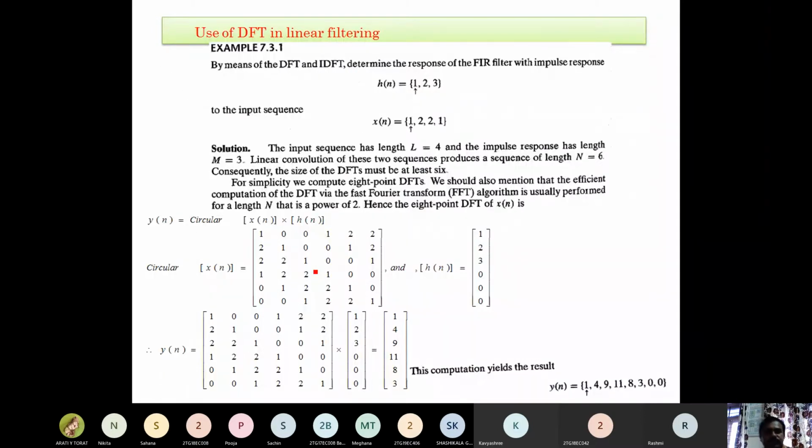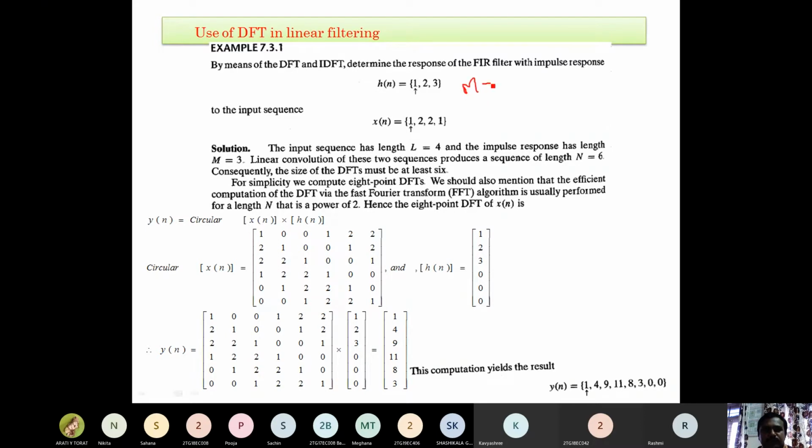Let us go for one of the examples here, using linear filtering to calculate the product of two signals by means of the DFT and IDFT methods. Determine the response of the FIR filter with impulse response h of n, which is given by 1, 2, 3. So here h of n has length m.